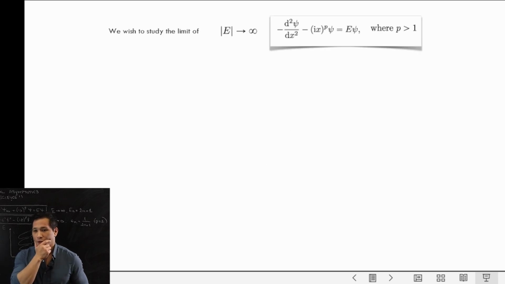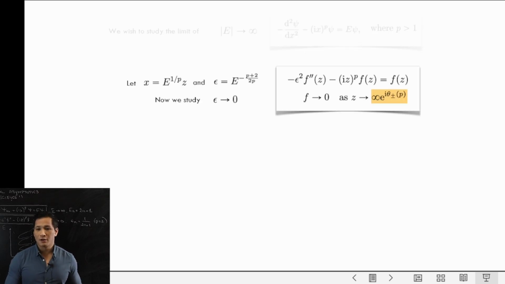So, right, this is, again, just a recap. This is the problem that we want to study in the limit that e tends to infinity. So we're just going to do a little rescaling here. Let x be this function of e, and then let epsilon be this function of e. And now we can pitch the problem in this more classical singular perturbative form where the epsilon is now multiplying the highest derivative. Now this is a problem that requires boundary conditions, right?